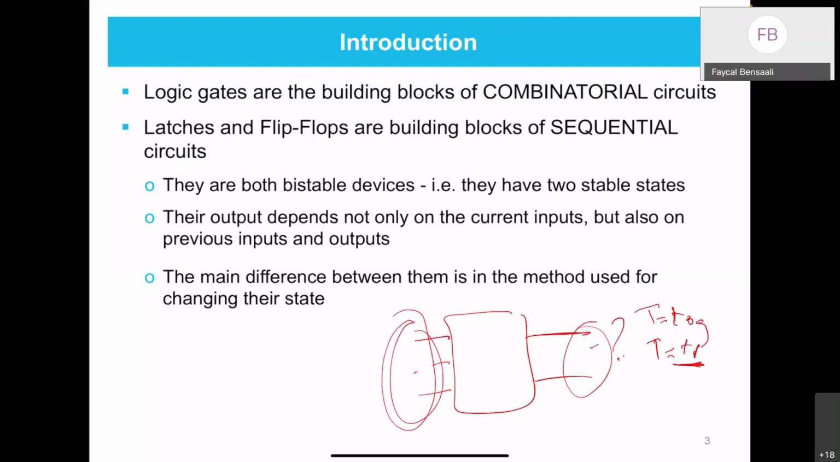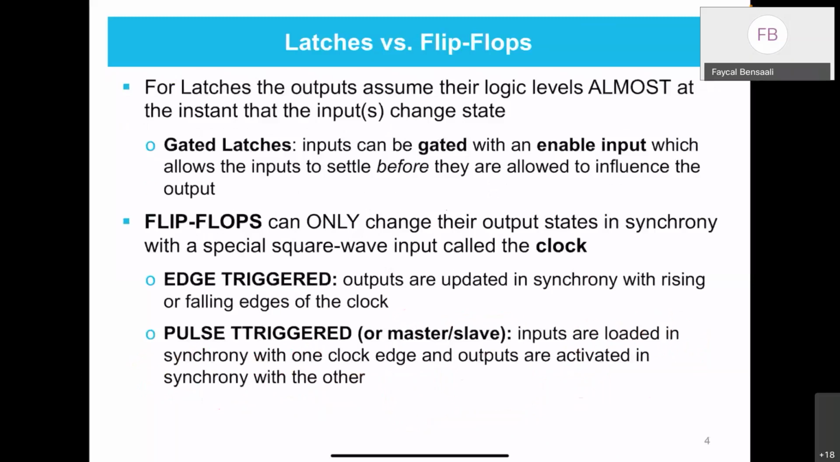This makes the difference from the combinatorial components. For combinatorial components, we don't care about what the outputs were before. We just update the inputs, 0, 1, 0, 1, 1, and then we get an output. We don't care what the output was before. So this is the main difference between these components and the components that we use in combinatorial circuits.